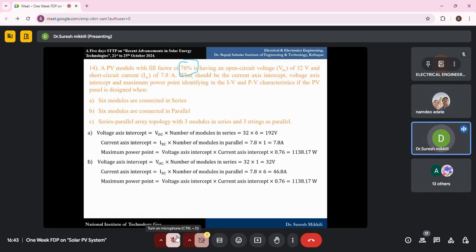Now consider a series parallel array. Series has 3 modules. Parallel has 3 strings. How much voltage will there be? 3 modules in series, 3 strings in parallel.